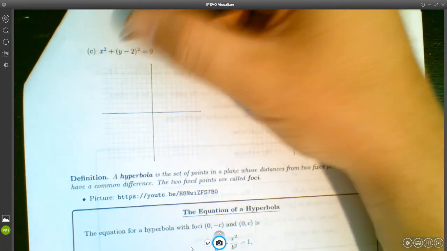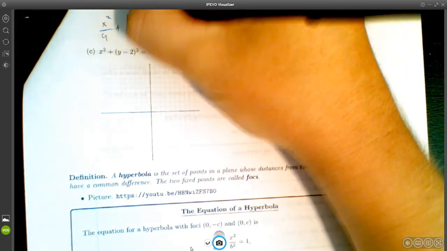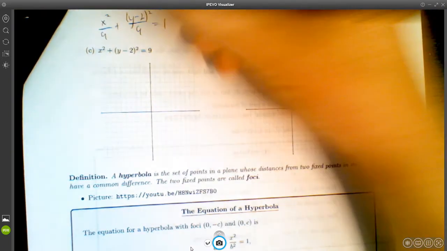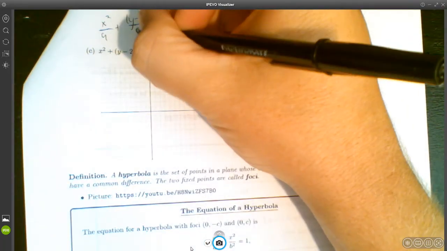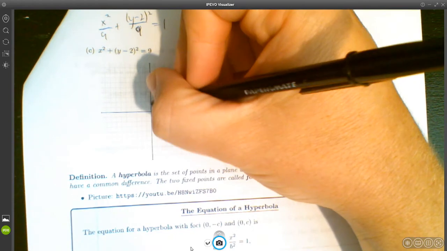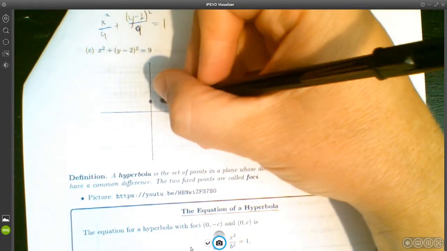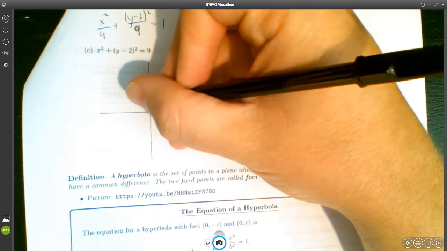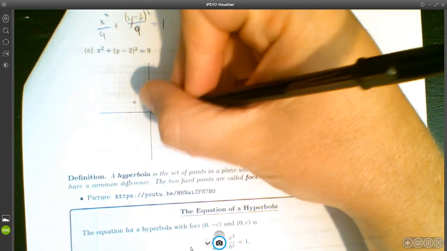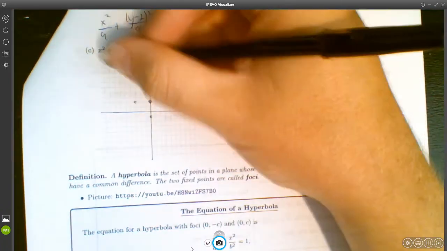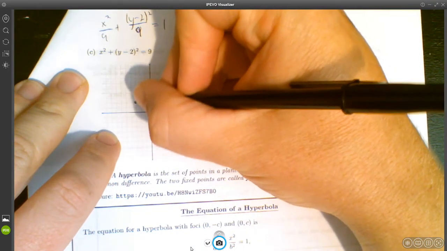And you can see that if you divide through by 9, you get x squared over 9 plus (y minus 2) squared over 9 equals 1. And then you can just graph this like you would graph any other ellipse, right? The center is at 0, 2. Then you're going to go 3 units left and right, and 3 units up and down, which is exactly what we would do if we were graphing it like a circle. And you do get a circle out of this.